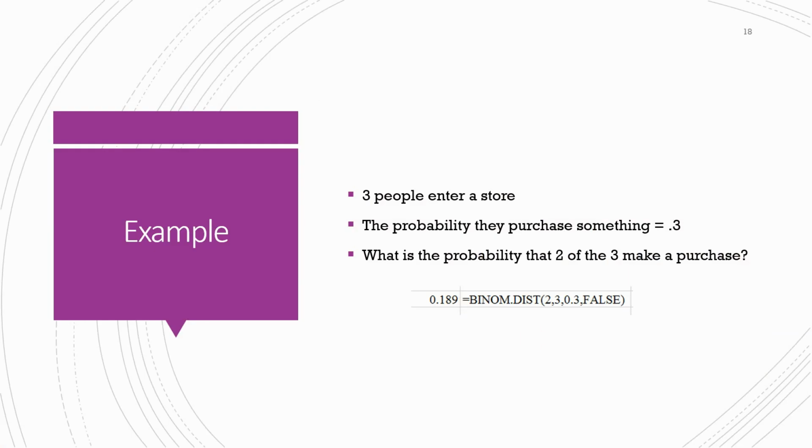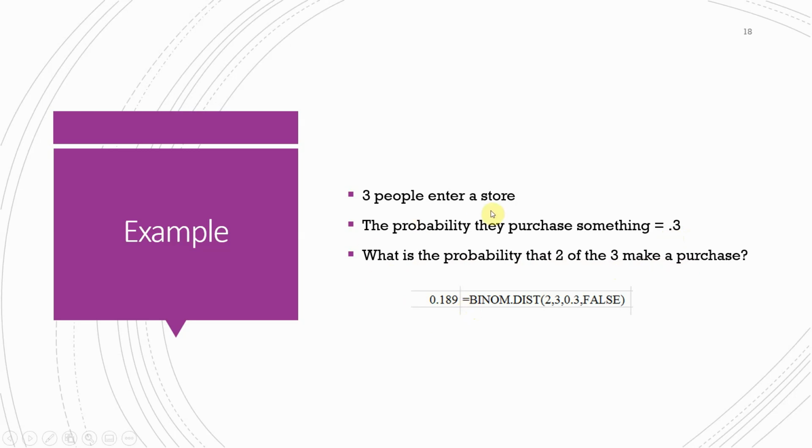So let's just start with an example. Let's say 3 people enter a store. The probability that they purchase something is 0.3, like 30%. What is the probability that 2 of the 3 make a purchase? Okay, ahead of time, I'm going to tell you that the answer is 0.189.